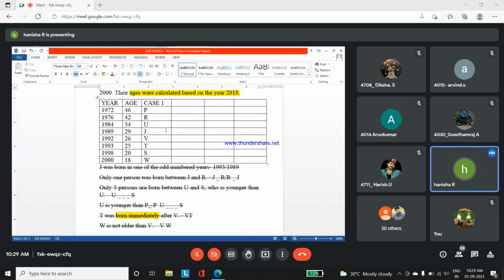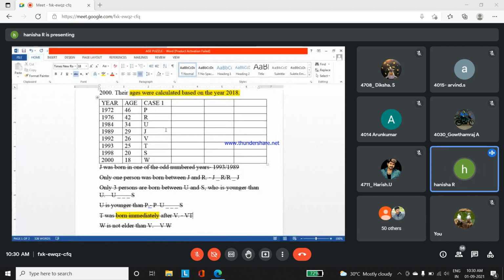B born in 1992 and the age is 26. T born in 1993 and the age is 25. S born in 1998 and the age is 20. W born in 2000 and the age is 18, which was calculated based on the year 2018.